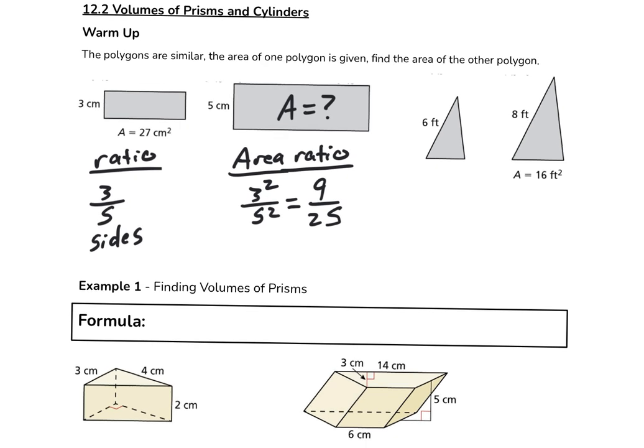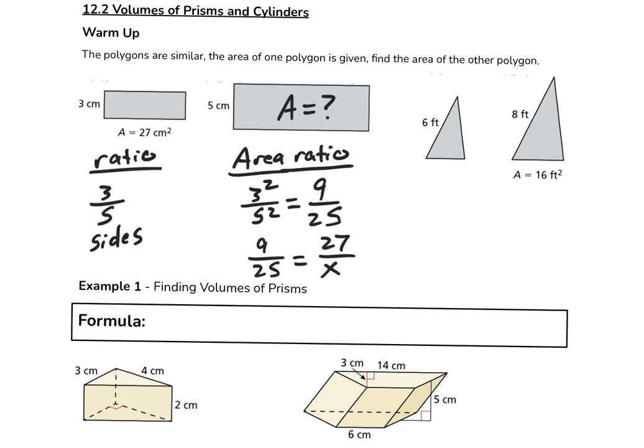Then how we use that is we're going to set up a proportion. We did this a little bit in the last chapter. I'm going to say 9 is to 25. We're going to write a ratio of the areas. We know the area of the small one. The area of the small one is 27. We're trying to find the area of the bigger one, right? Because 9 is smaller than 25, we're going to put 27 on top, and we're trying to find the area of the big one. So when I set up that ratio, we're going to go small to big, small to big.